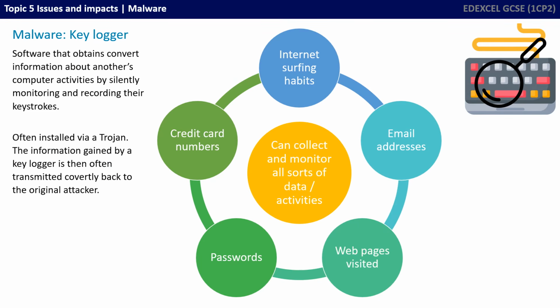Finally, we have to think about keyloggers. This is software that obtains covert information about another's computer activities by silently monitoring and recording their keystrokes. Keylogger software often ends up being installed via a Trojan. The information gained by the keylogger is then transmitted covertly back to the original attacker.